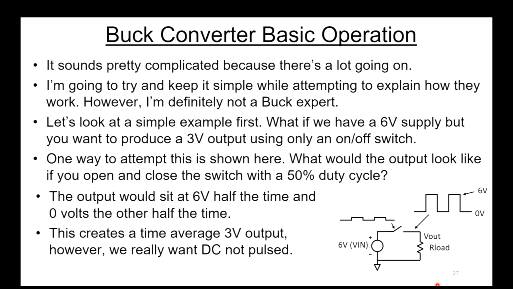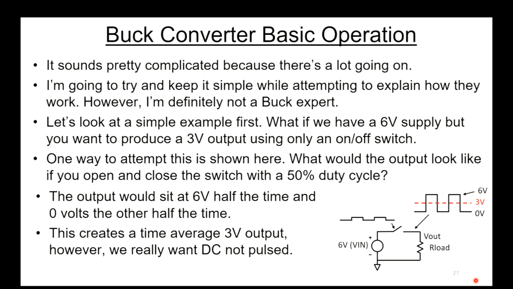Okay, so let's look at a very simple example first. What if we have a 6-volt supply, but we really want to produce a 3-volt output? And we want to do it using an on-off switch. One way to attempt this is shown here. And what it would look like is if we would just open and close the switch with a 50% duty cycle. So what we would get, we'd get 6-volt half the time and 0-volt half the time. And if you look at that, what that does, it gives you a 3-volt average, time average.